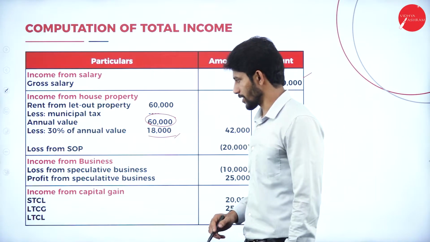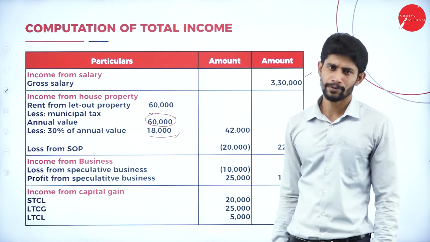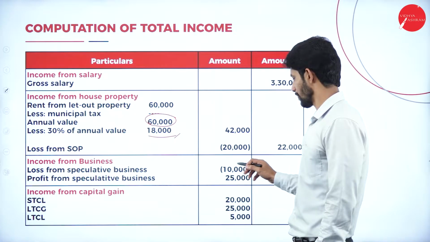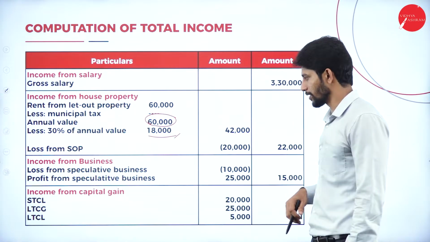Next, income from business. So loss from speculative business 10,000. Profit from speculative business 25,000. So deduct this loss. Set off this loss from profit. You will get a balance of 15,000.